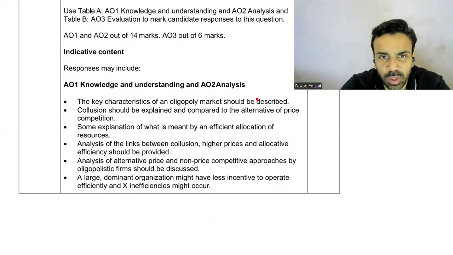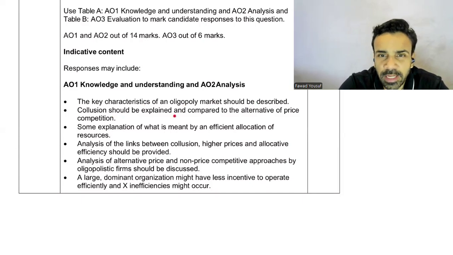Then you can talk about the products, horizontal, similar or differentiated. You can even talk about, I should have talked about that. I didn't talk about it, but the barriers. There are significant barriers to entry for new firms to enter the market, and even for the existing firms to leave the industry. तो ये आपके market के कुछ characteristics हो गए.